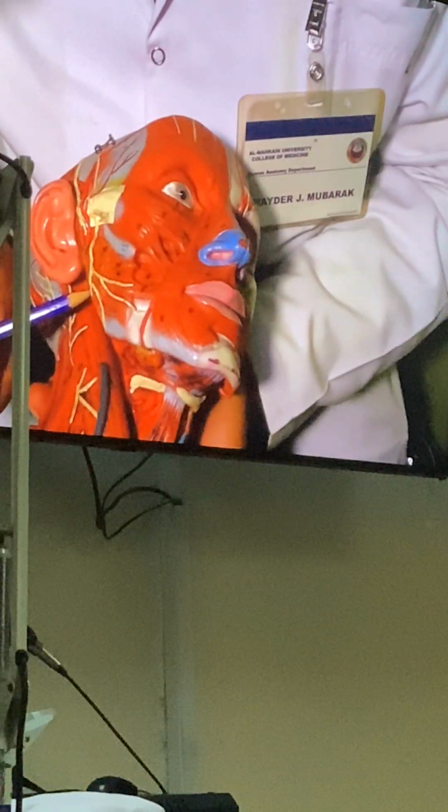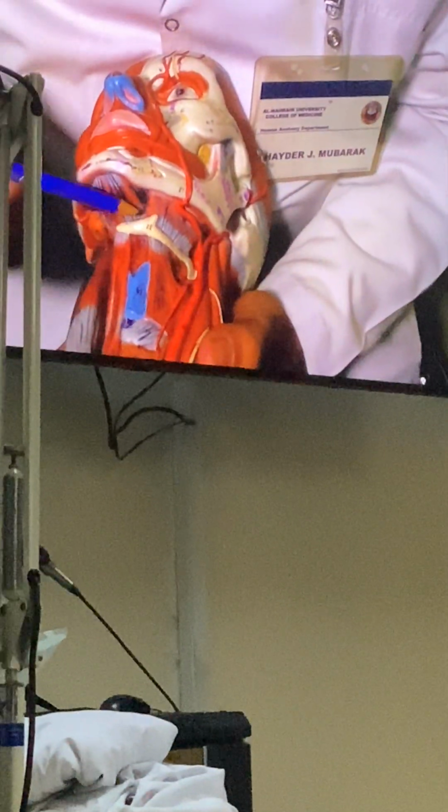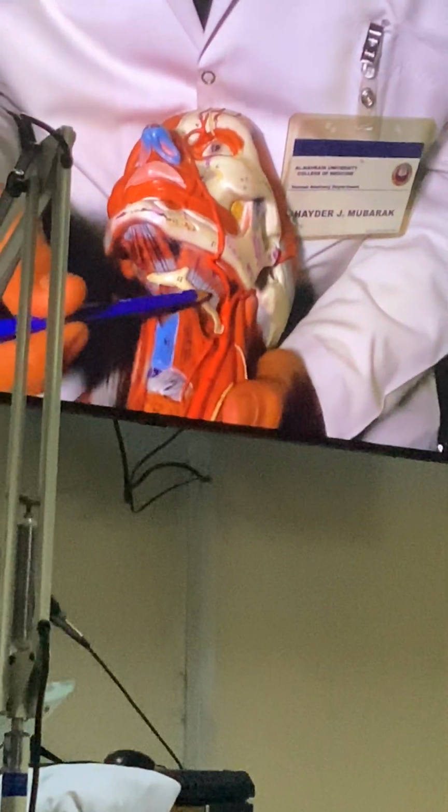What is this gland? Parotid. Right? It fills the region here. I think we have something nice here to be demonstrated. This is the hyoid bone. It shows the lesser horn and the greater horn. So this is the body of hyoid, lesser horn and the greater horn.